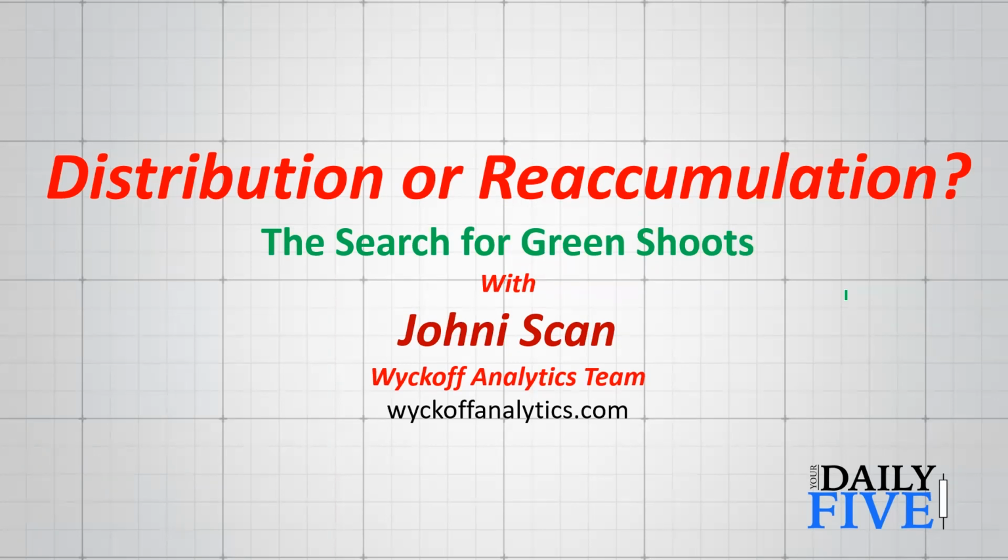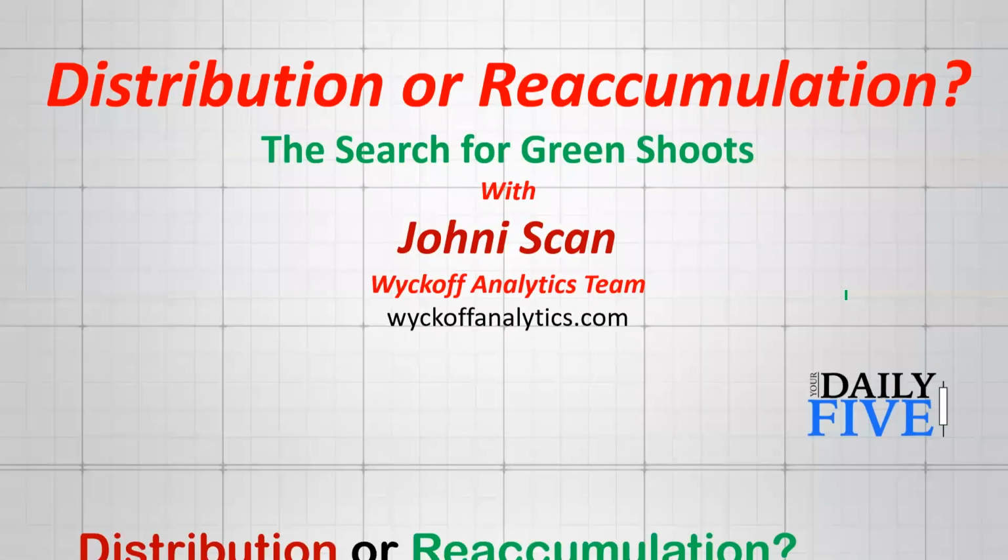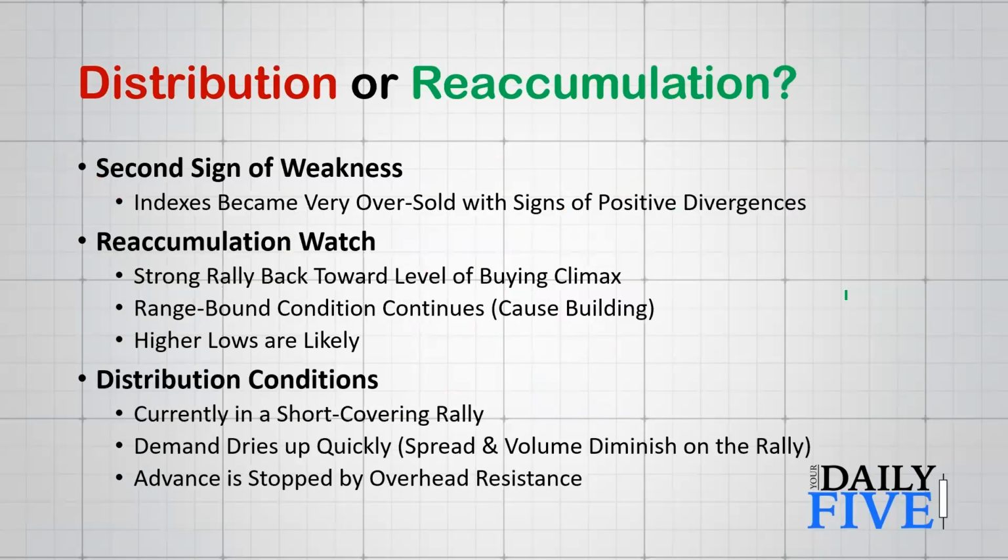So we are on the search for the green shoots, John. Let's talk about what that means. Distribution or reaccumulation: we're at a point, and we're going to show you the chart, where we've just completed a second sign of weakness in the market, which is a distribution type phenomenon. What would we need to see to start to consider the idea that we might be in the early stages of reaccumulation, or are we continuing the distribution dance into a final conclusion of distribution, which produces a markdown?